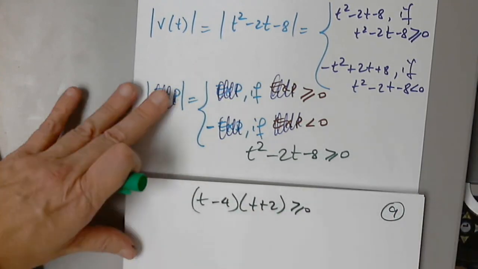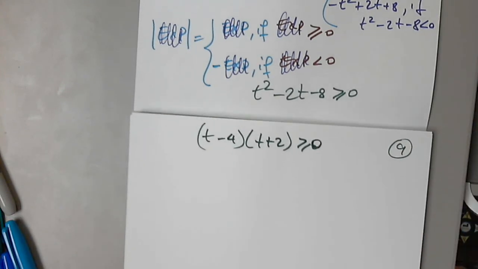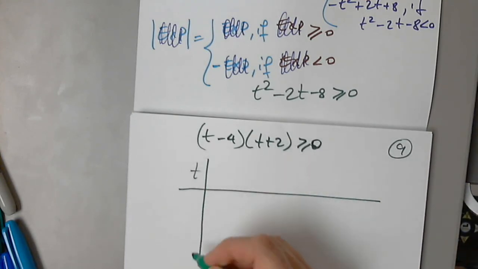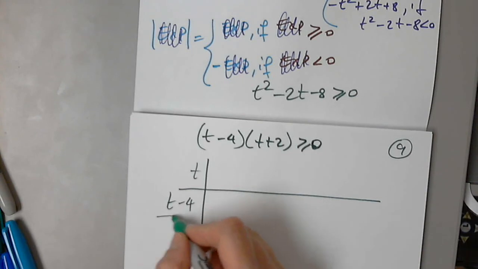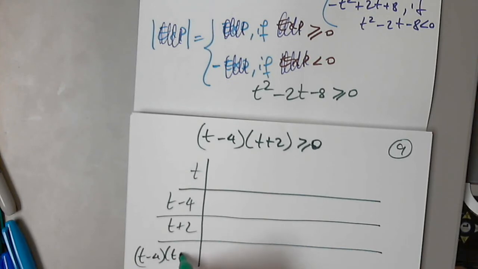And remember, we have to study the sign. And I showed you a little table. You don't have to use it if you don't like it. If you know a different method, that's fine. So in which you study the sign of the first factor, the sign of the second factor, and the sign of the product.